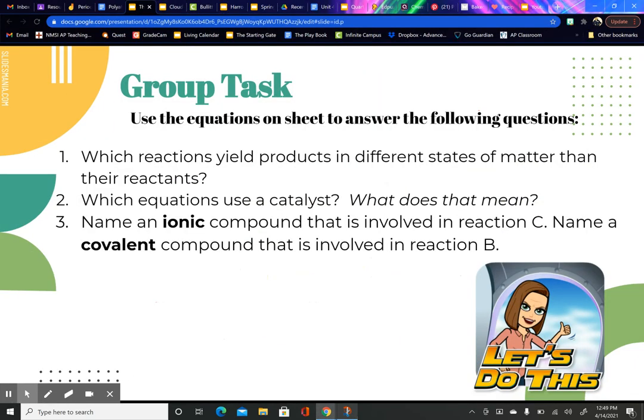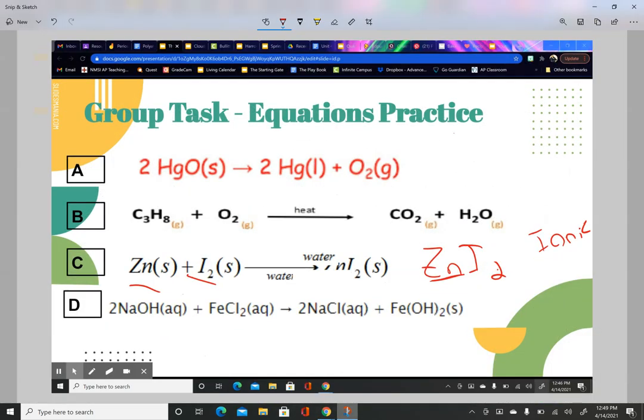The other part said, name a covalent compound that is in reaction B. Reaction B. So this is an element because it's just oxygen. So the other 3 are compounds. And believe it or not, none of them contain metals, which means all of them are covalent. So that one should have been all. You could have put any of those 3 or all 3.